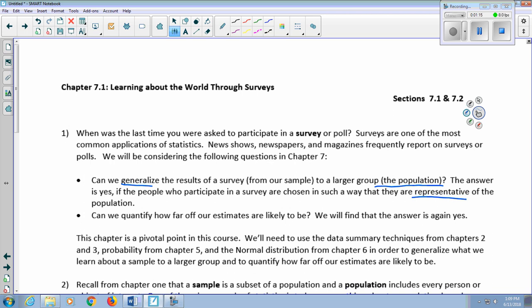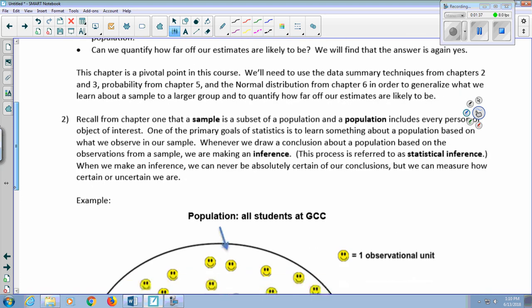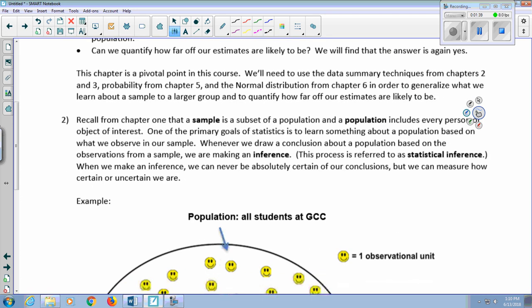And the second question we want to know is, can we quantify how far away our estimate is likely to be from the actual proportion that we're looking at? And again, we're going to find this to be true, that we can find out how far away our estimate will be. So this chapter is a pivotal point in the course.